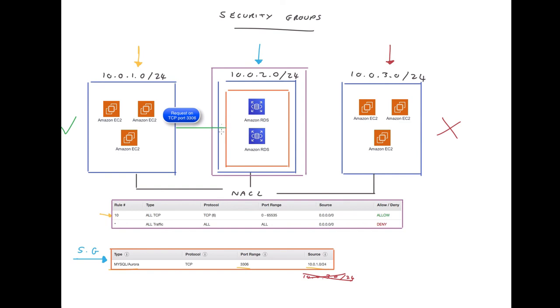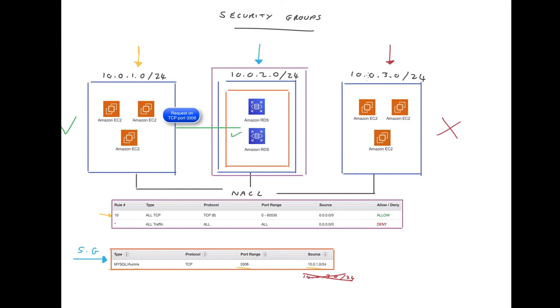It then hits the security group, and the security group says, is this MySQL or Aurora traffic running the TCP protocol using port 3306 coming from 10.0.1.0? And it is, as we're trying to communicate with the databases, then access is allowed.